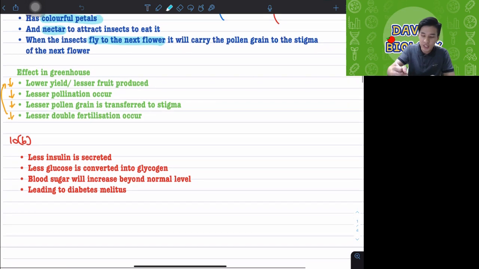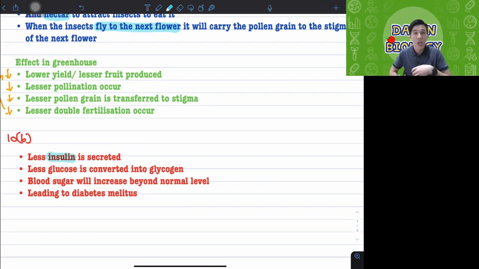So less insulin secreted, number 1. Insulin is the hormone that helps you decrease your blood sugar. It converts excess glucose to glycogen. So now less of this will occur. If you cannot convert excess glucose to glycogen, it means you cannot decrease your blood sugar. Your blood sugar will be high. As I say, your blood sugar will increase beyond normal level. Or you can say blood glucose level will be too high, also can.